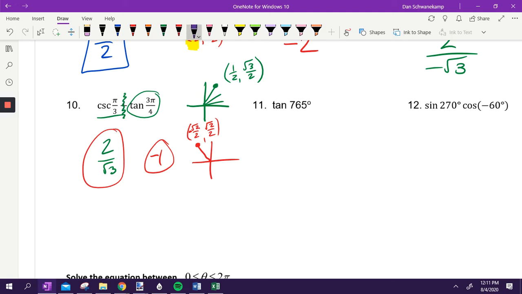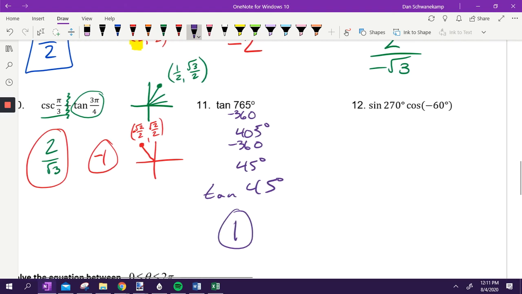765. Is 765 on my unit circle? So subtract. I'm going to get rid of 360. If I get rid of 360, I'm left with 405. Is 405 on my unit circle? So I subtract again. I get 45 degrees. If I'm doing tangent at 45 degrees, hold down that middle finger. It's y over x. What's that going to get me? 1. Tangent of 45 degrees is 1. It's radical 2 over radical 2.